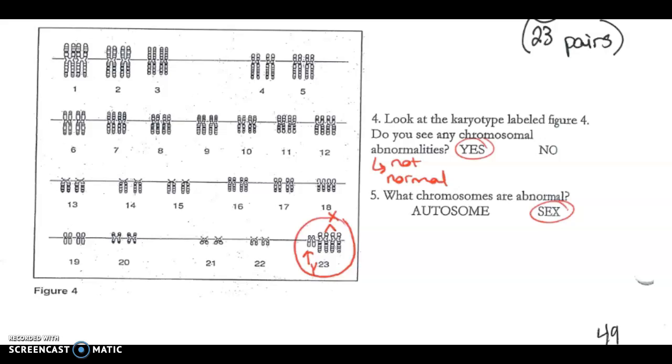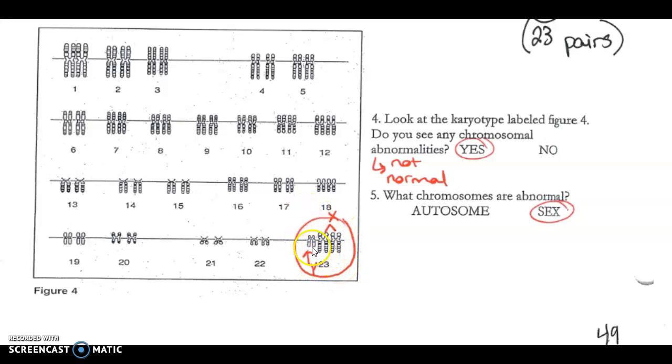It says, look at this karyotype labeled figure 4. Do you see any chromosomal abnormalities? Yes or no? Okay, so we have 2 chromosome 1s, 2 2s, 2 3s, 2 4s. Everything looks okay going through these, 2 of each one, just like we would expect. Okay, 2 21s, 2 22s, and then we get down to 23. That's our sex chromosomes, determines our gender.